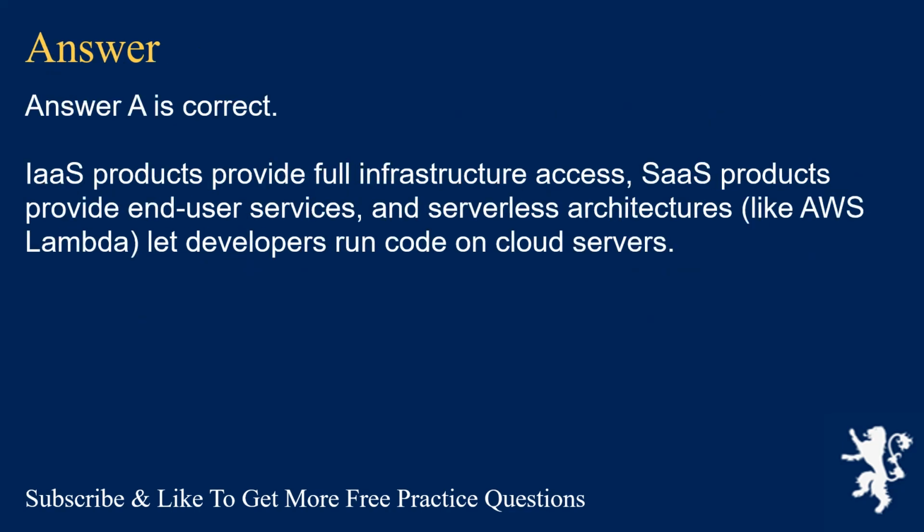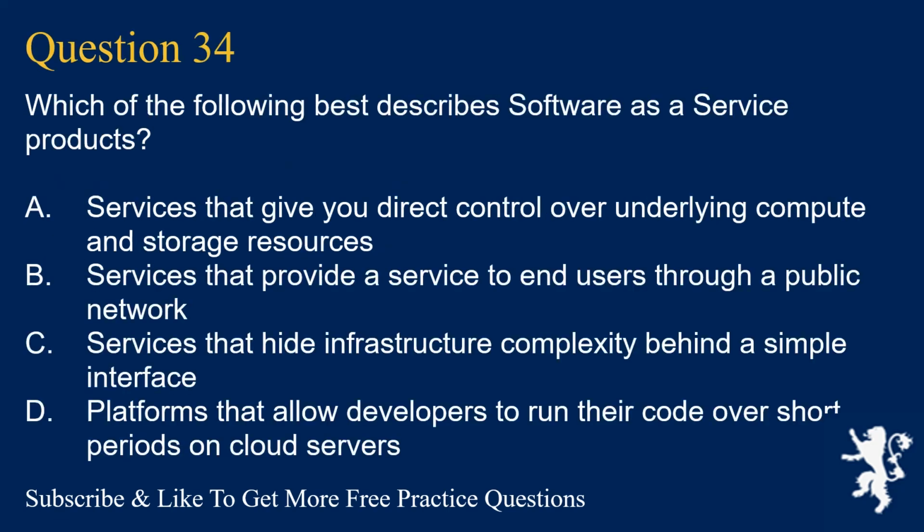Answer A is correct. IaaS products provide full infrastructure access, SaaS products provide end-user services, and serverless architectures, like AWS Lambda, let developers run code on cloud servers. Question 34. Which of the following best describes software as a service products?